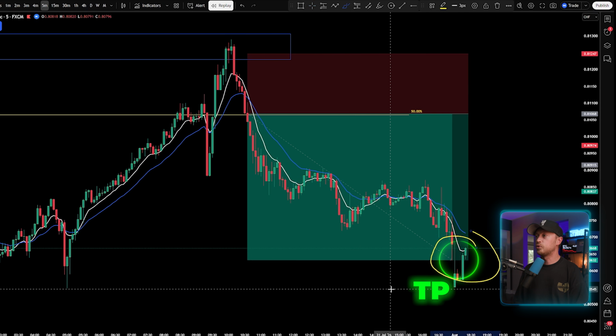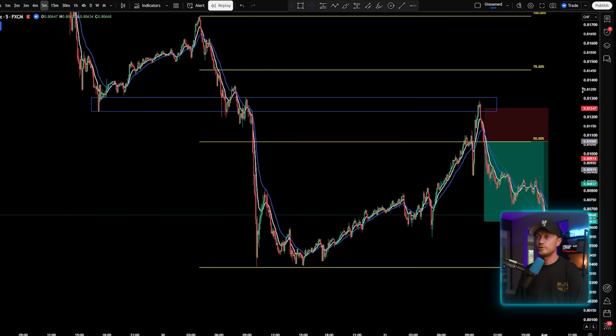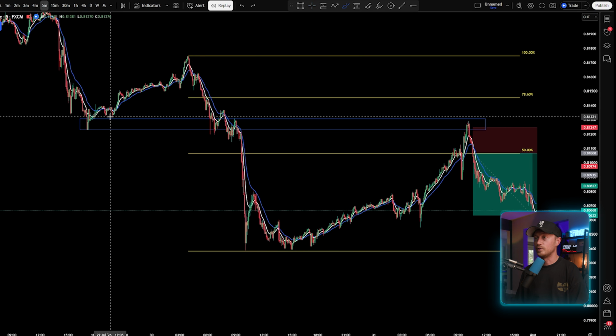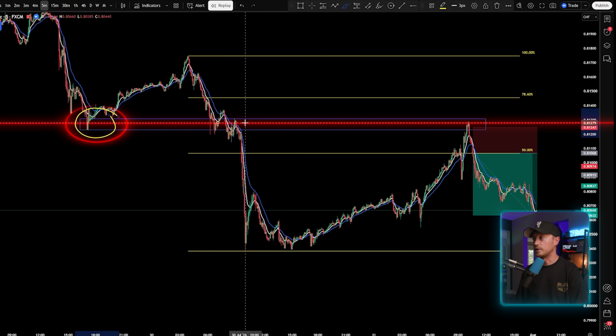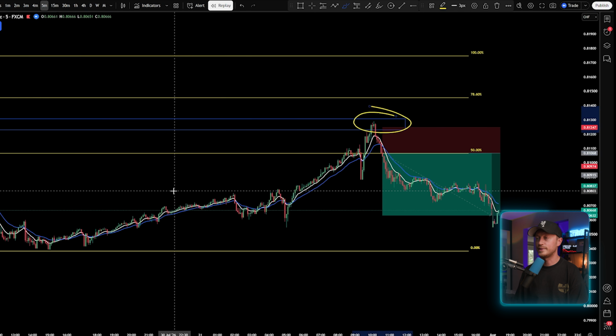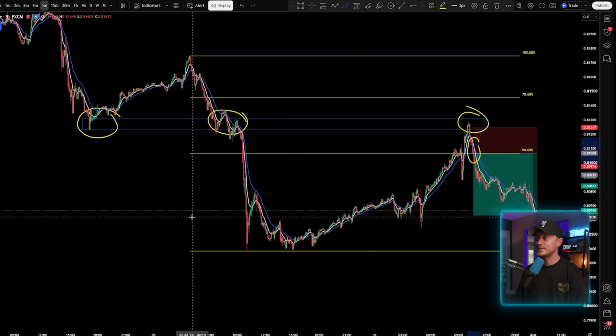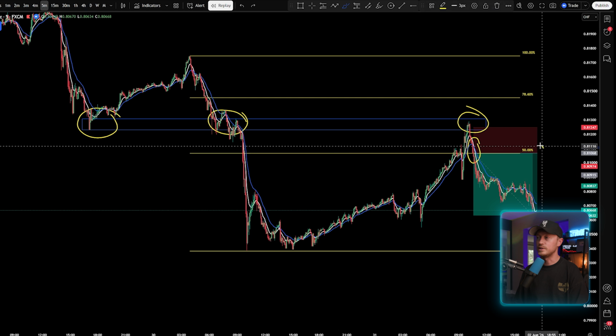So let's quickly go through all 3 steps here so you know exactly what to do. First, you want to make sure that you have a level of resistance if you're looking for sell trades. Next, you want to make sure that you get the cross right there. And the third step is make sure you're getting into a trade at a discount, which means above that 50% level.